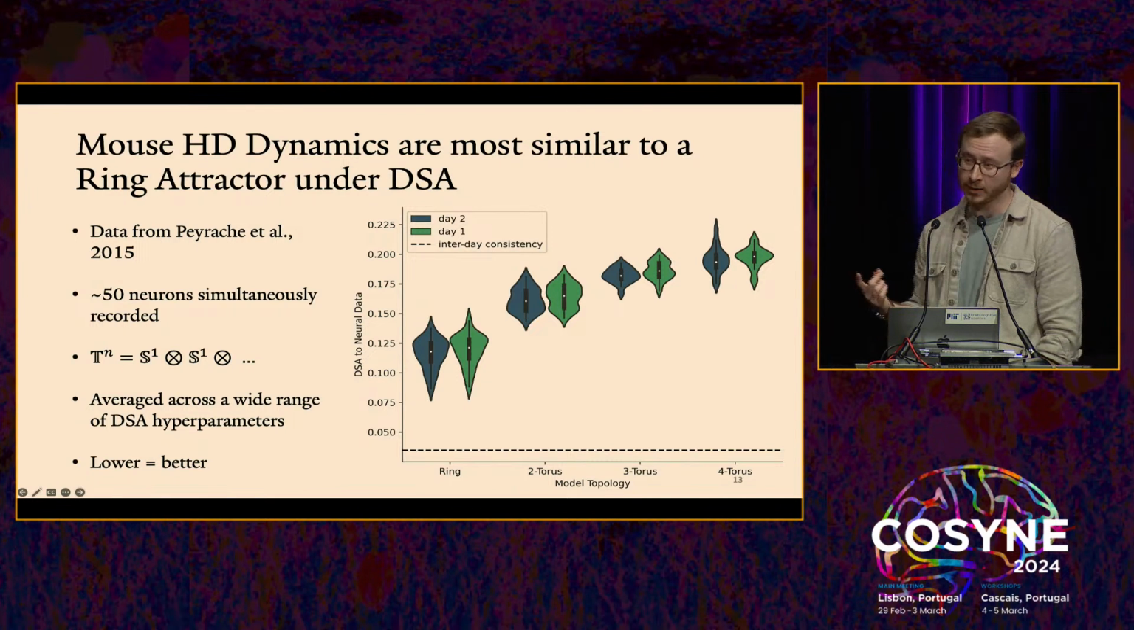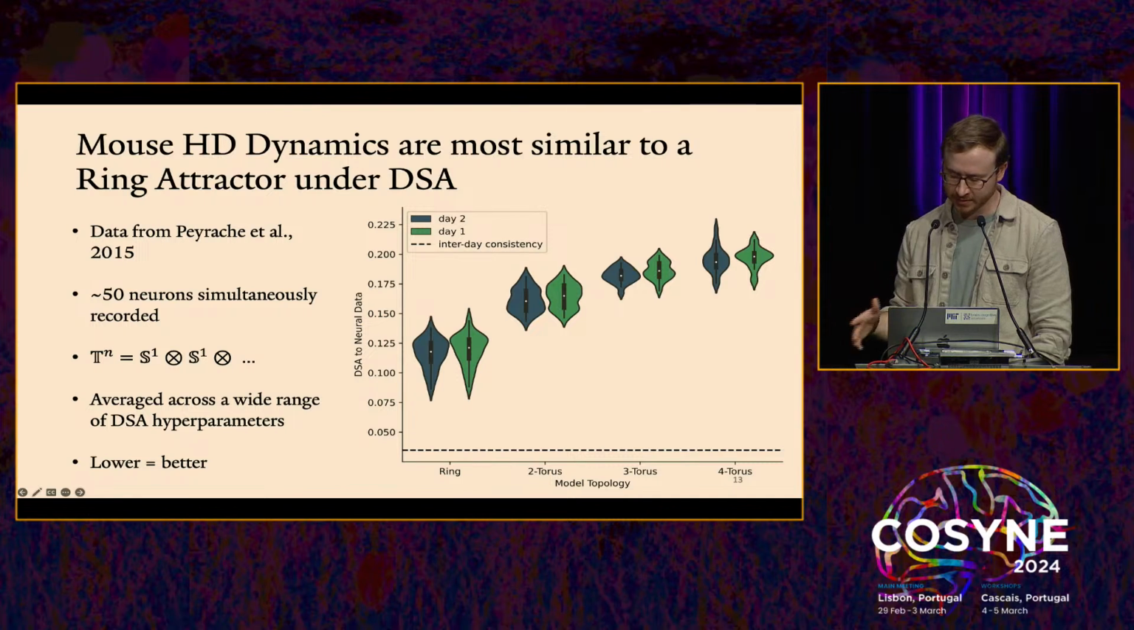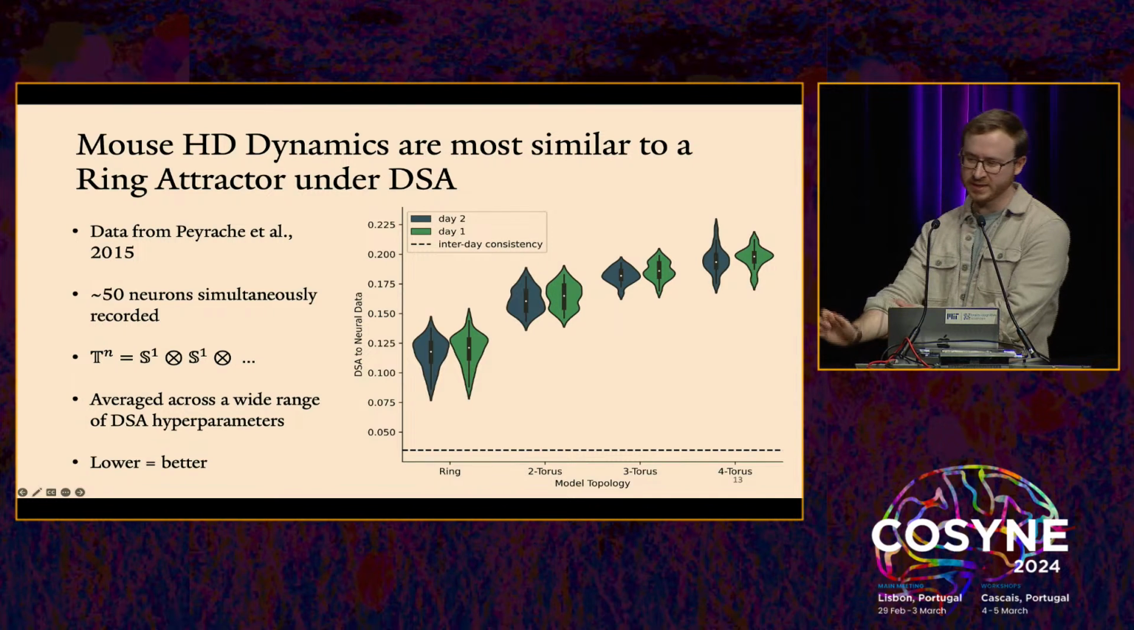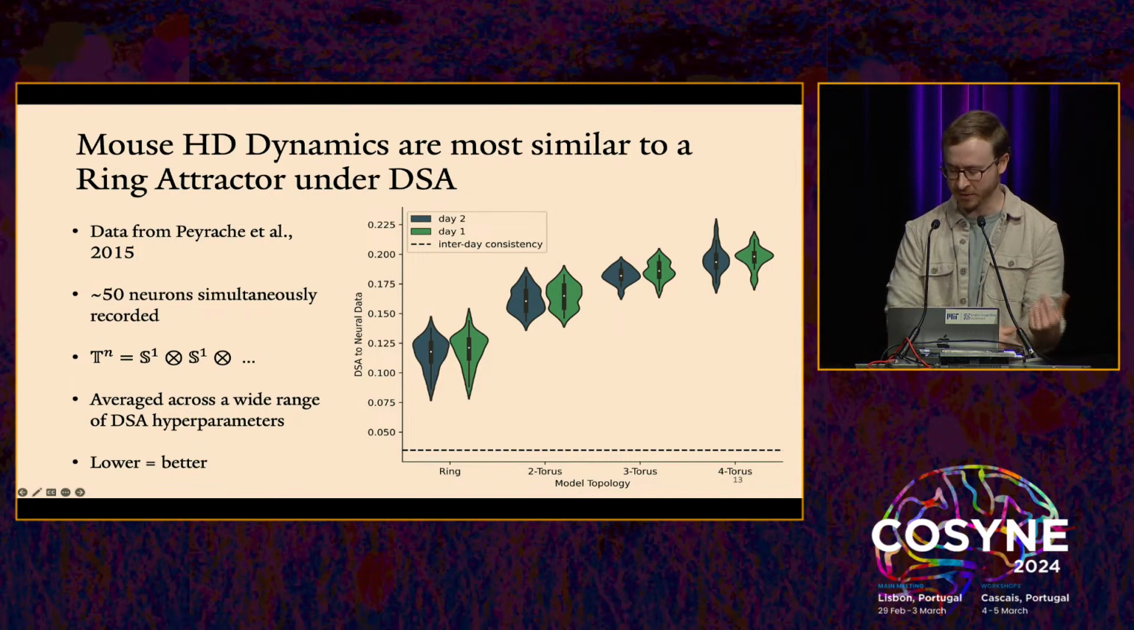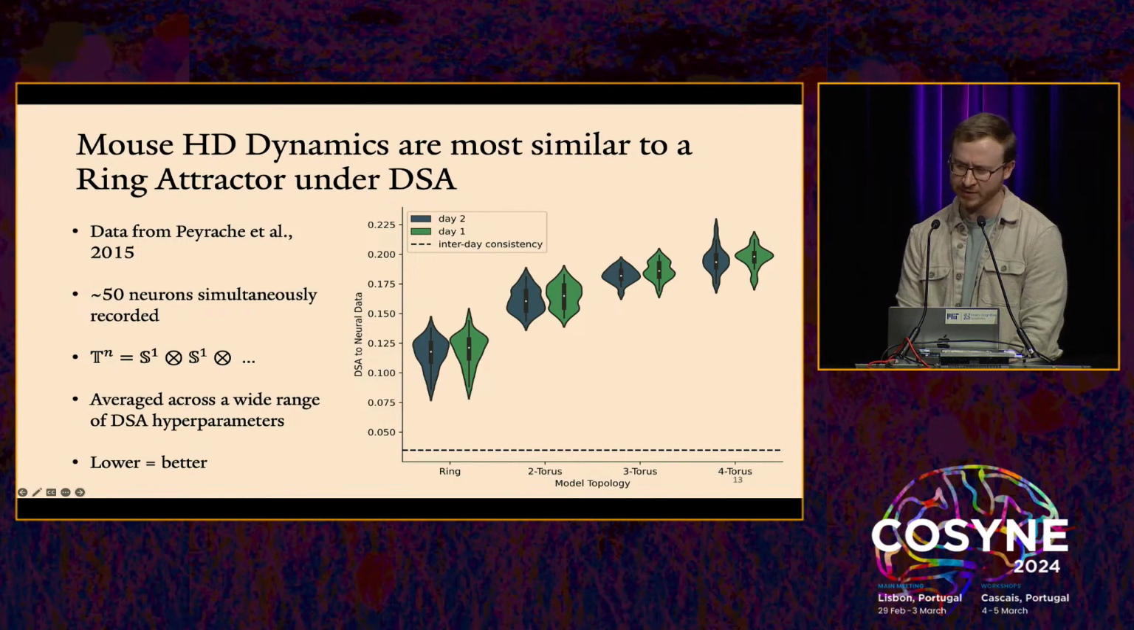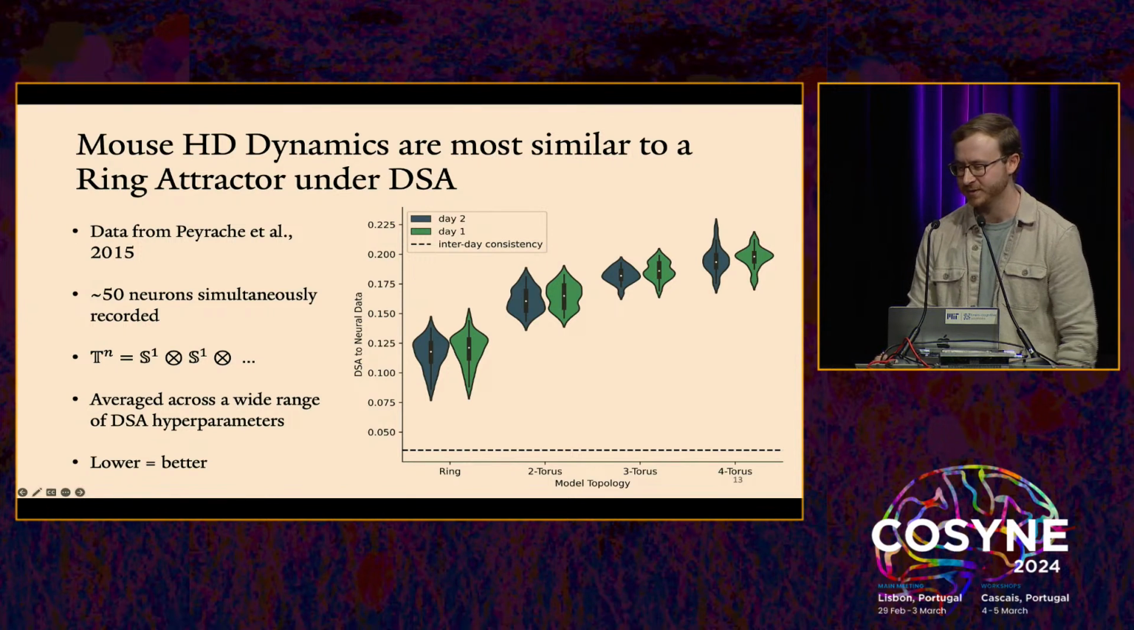We compared one mouse's neural recordings across subsequent days to each attractor network across a range of DSA hyperparameters filtered by a goodness of fit metric. Lower here is better, and the dotted line indicates inter-day consistency across the neural recordings. While none of the models actually reach the inter-day floor, the ring is significantly more similar to the neural data than any other topologies, and the distance monotonically increases as we add more rings.